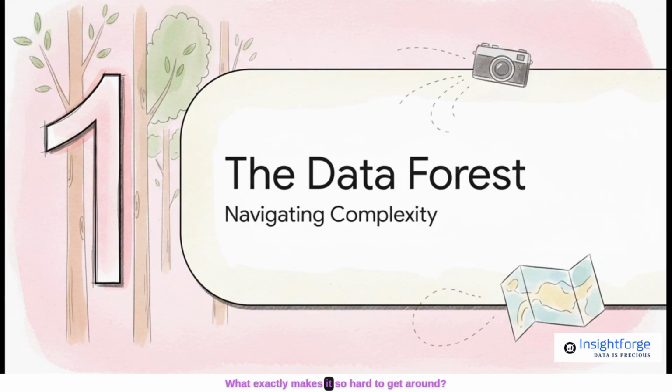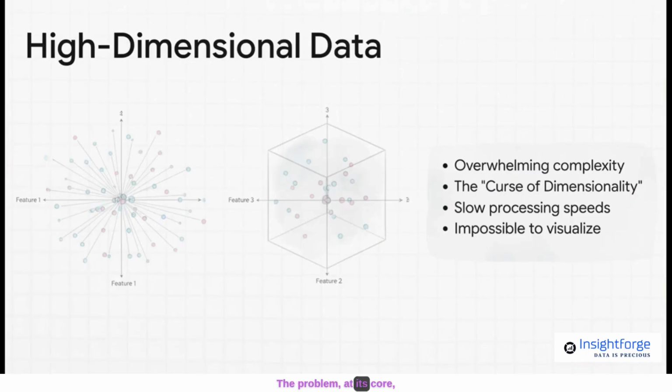Okay, so let's start right there, in this data forest. What exactly makes it so hard to get around? Well, this challenge actually has a name, and trust me, it's a big deal in the world of data science. The problem, at its core, is something called high-dimensional data. And that's just a fancy way of saying data with tons of features, dozens, hundreds, sometimes thousands of columns. And this leads to this infamous problem called the curse of dimensionality.